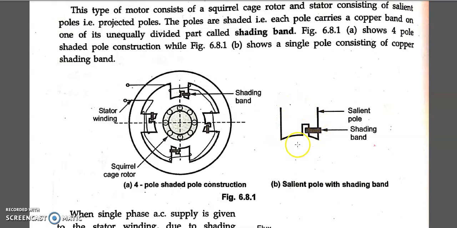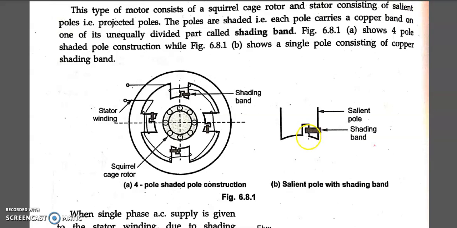You can see this is a salient pole, and at this part the pole is not the usual type. They have made a cut here and made some cross-sectional design. On top of it they have fixed a copper band, a circular band. Here you are not able to see it, but it is a circular copper band fixed over the edge of the poles. You can see they are fixed for all the 4 poles.